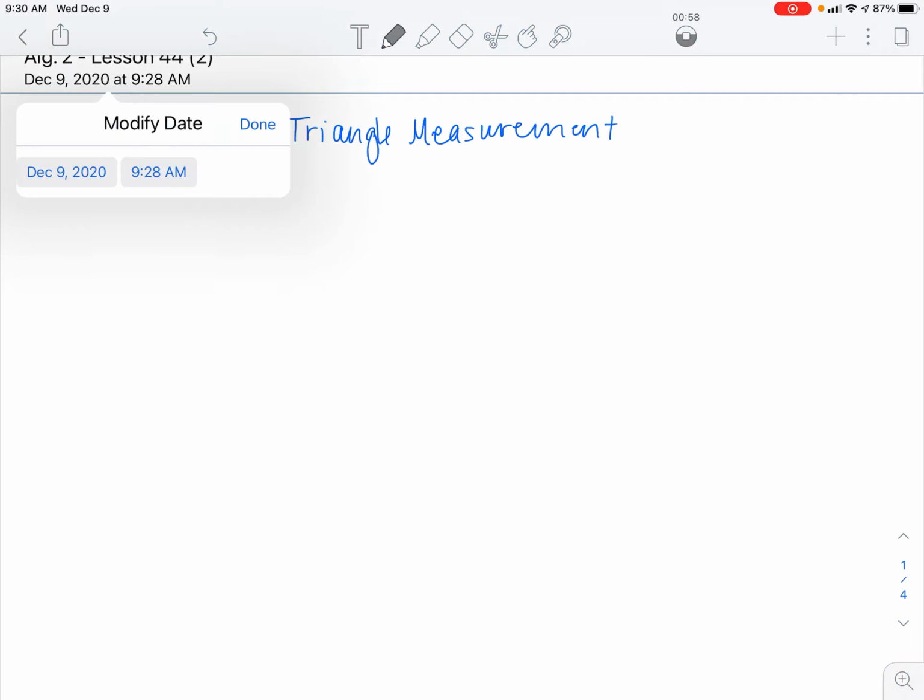So let's talk about how we remembered how to use our sine, cosine, and tangent. Okay, so sorry, I was just checking. It looked like I hit the off button. I wanted to make sure it was still rolling.